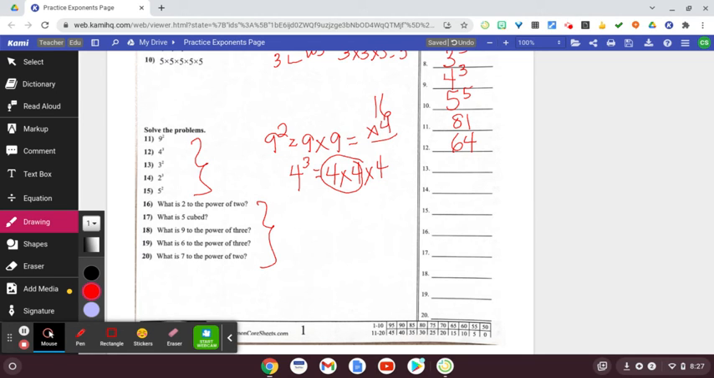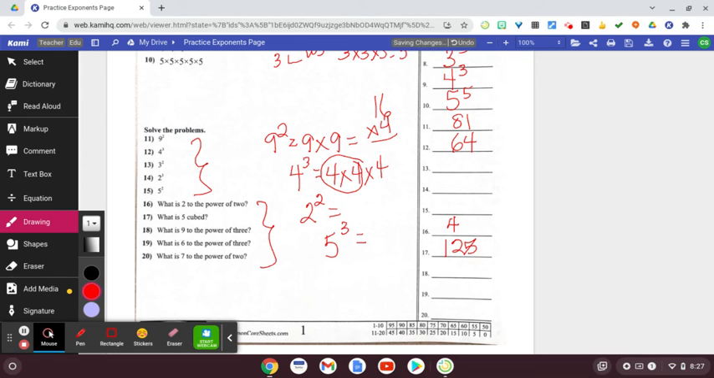So number 16 says, what is 2 to the power of 2? So that is 2 squared. And so that has to be 4. Remember, in 17 it says cubed, so that is 5 to the 3rd power, and 5 to the 3rd power is 125.